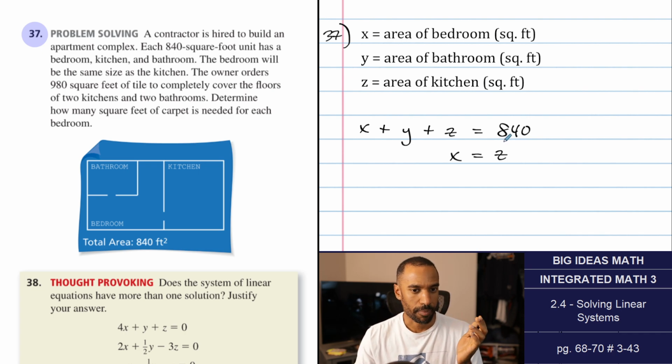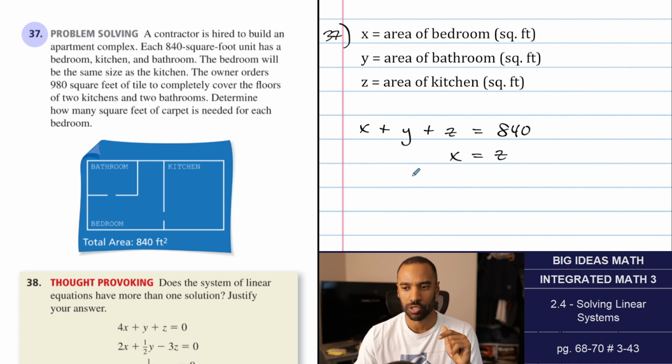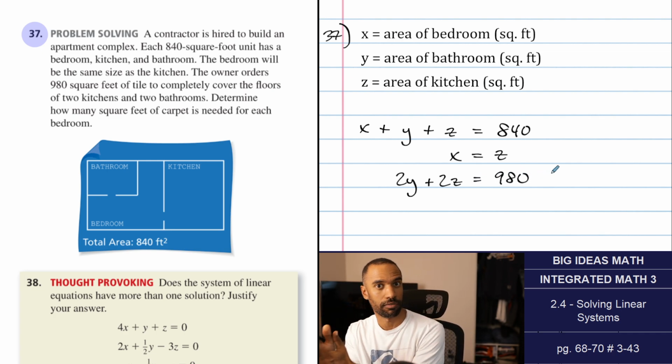And a third equation said something about the carpets. Tiles. The owner orders 980 square feet of tile to completely cover the floor. There's 2 kitchens and 2 bathrooms. Bathrooms is Y, kitchens are Z. 2 kitchens plus 2 bathrooms is 980. Okay, I think this is our system of 3 we're going to go off of, all right?